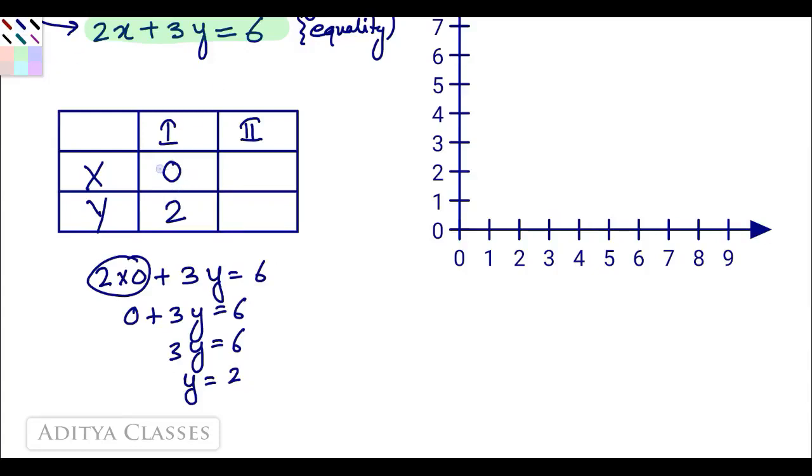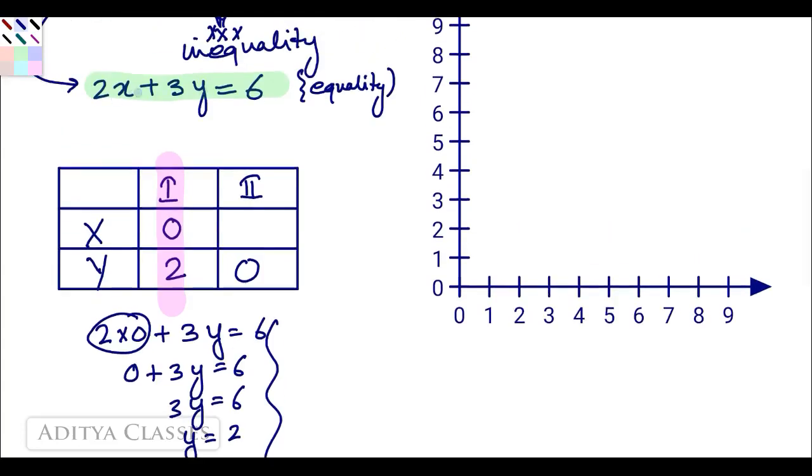This is my first point. Now let me find out another point. How do I find out another point? Let me put y is equal to 0. This is the simplest, easiest mechanism. First put x is equal to 0, then put y is equal to 0.